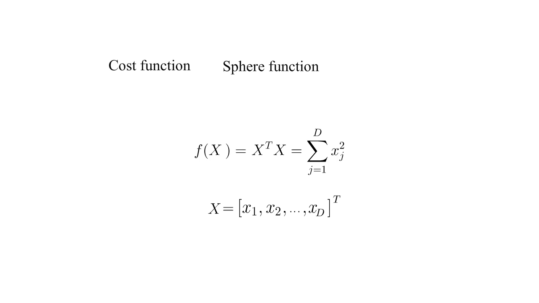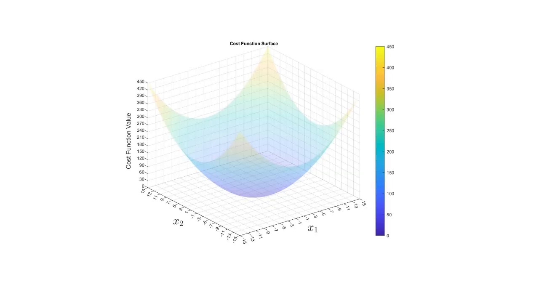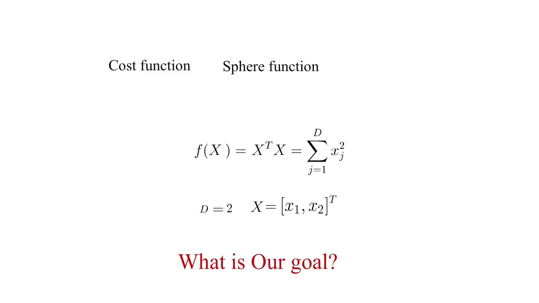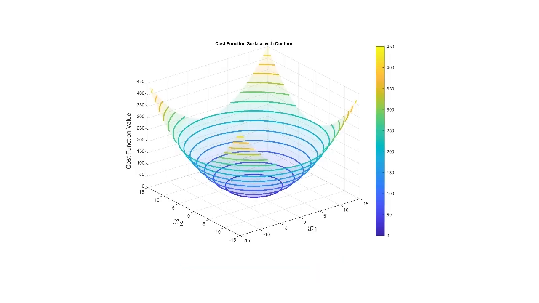Without loss of generality, and for the sake of simplicity in calculations and presentation, we will consider this function in 2 dimensions as shown here. In 2 dimensions, the sphere function can be visualized as a contour plot, where each contour line represents a constant function value. The contours are circular, indicating that the function is symmetric around the origin. Now, what is our goal? We want to find the lowest point on this surface.